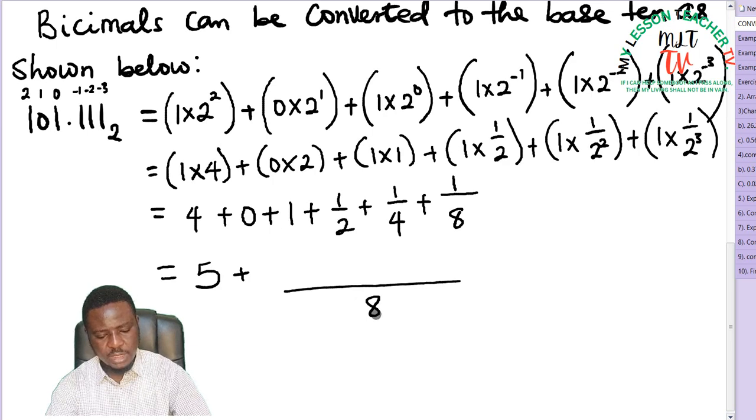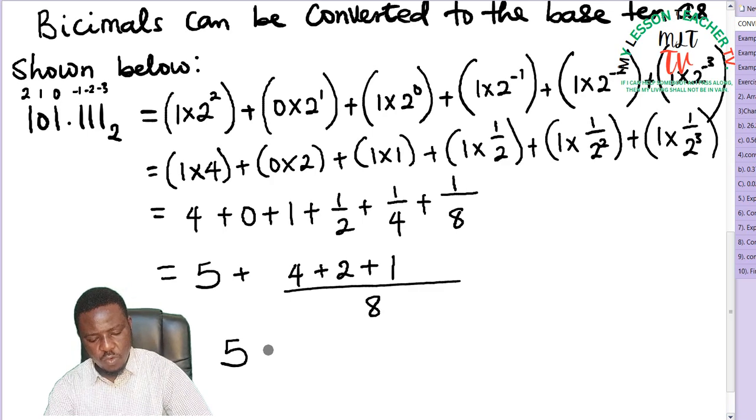2 into 8 is 4. 4 times 1 is 4, plus 4 into 8 is 2. 2 times 1 is 2, plus 8 into 8 is 1. 1 times 1 is 1. So our answer now is said to be 5 whole number, or 5 plus 7 over 8.